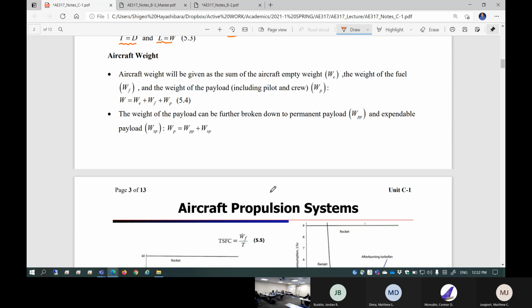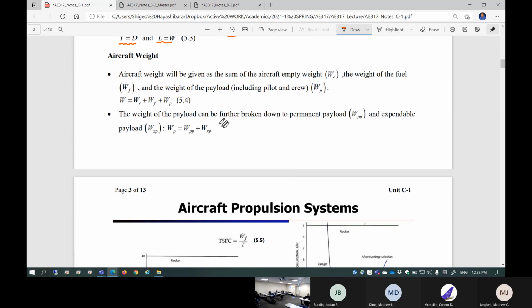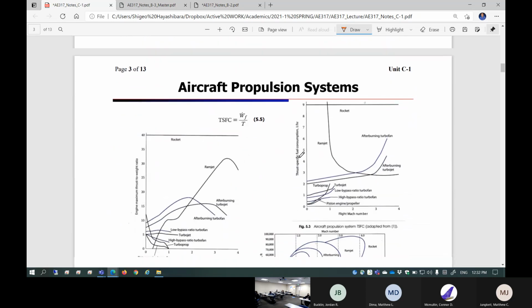Okay. Do you have a permanent payload for your airplane? That's a hunk of rock, metal. Okay. That's right. So sometimes you want to separate those two categories. It's for your convenience. All right, next page is the propulsion.